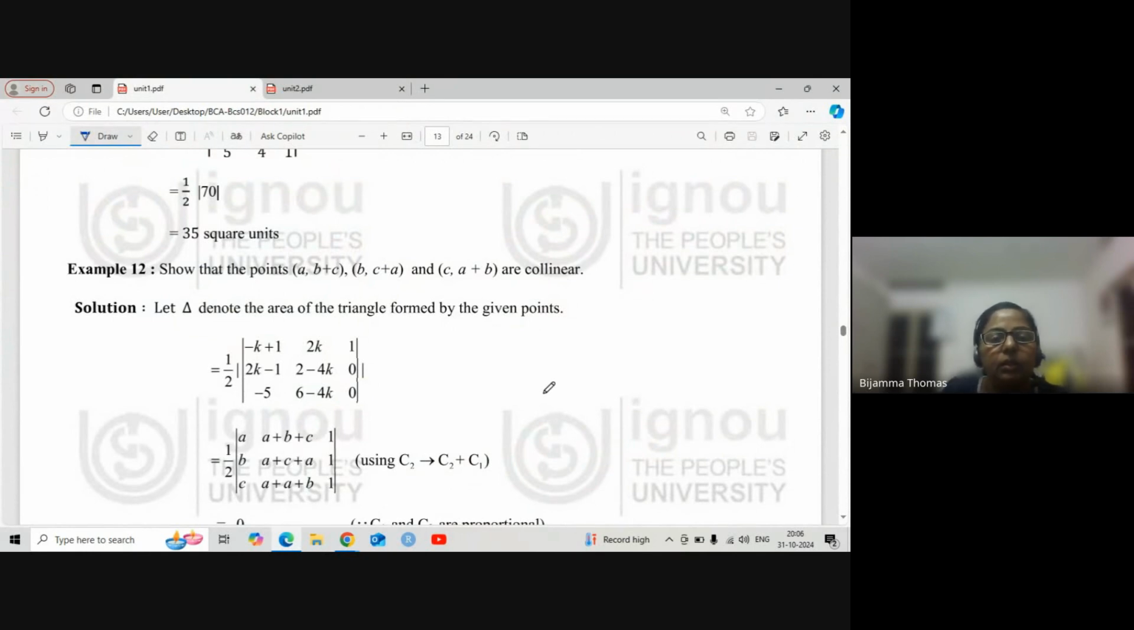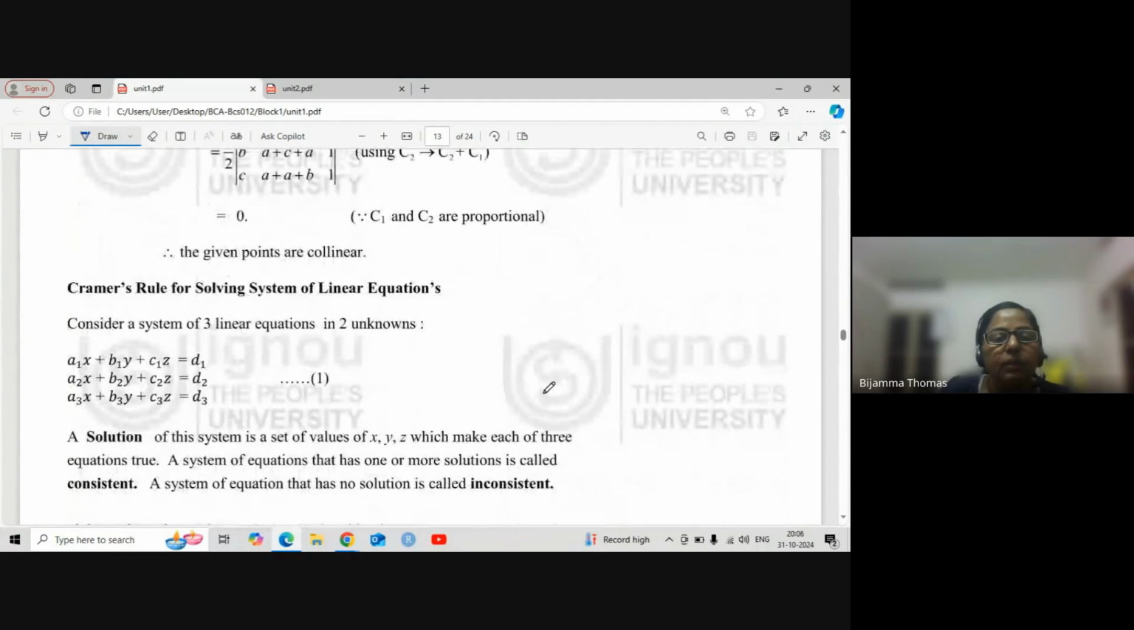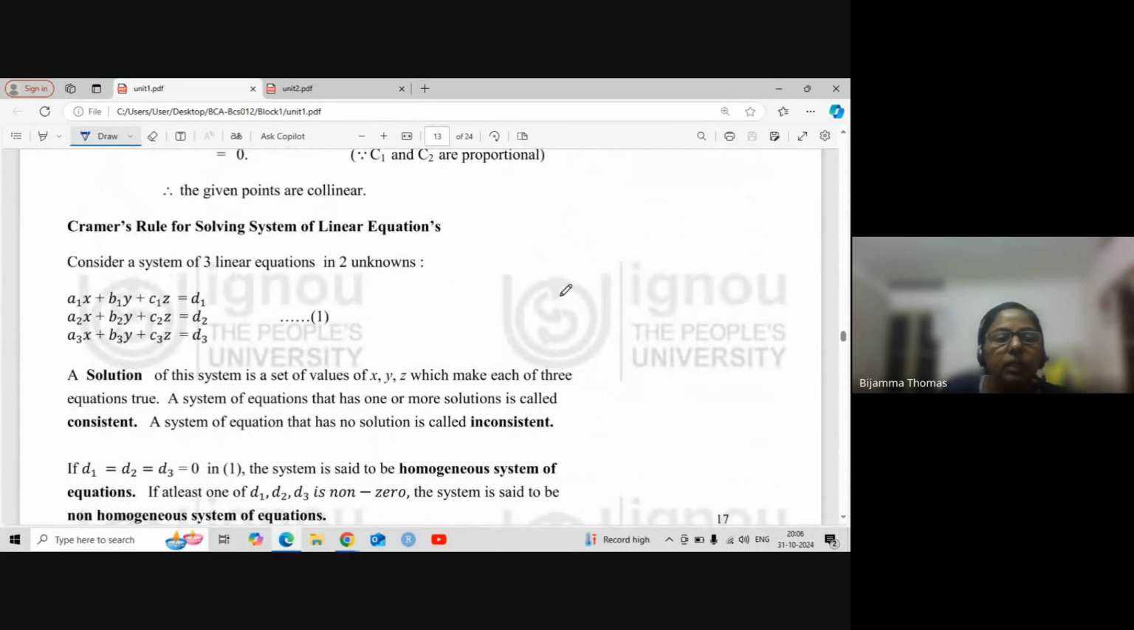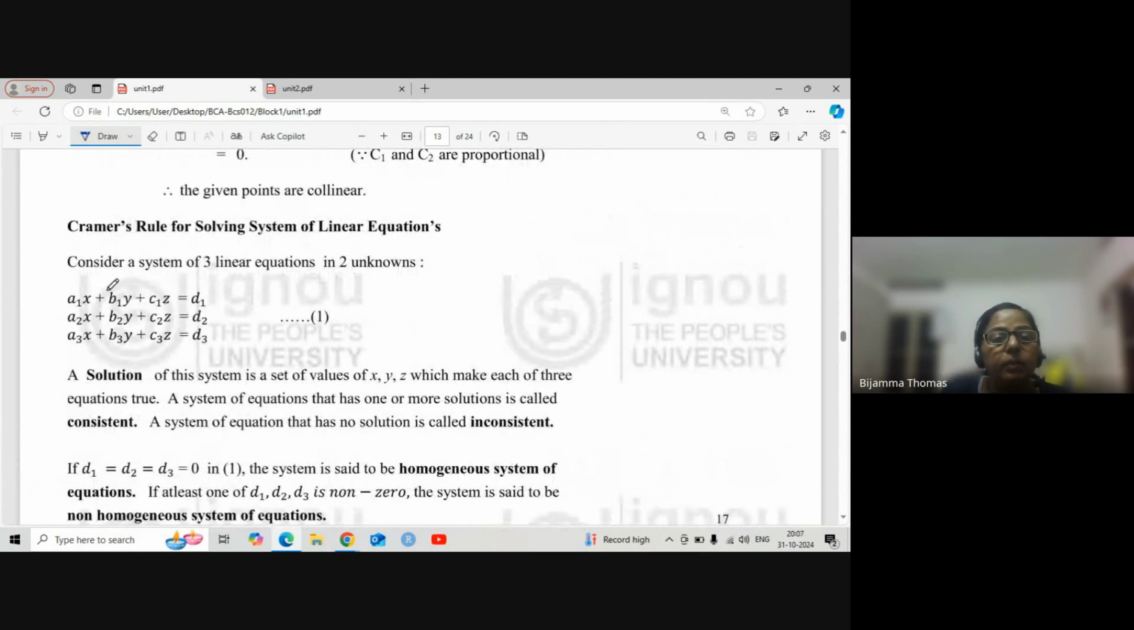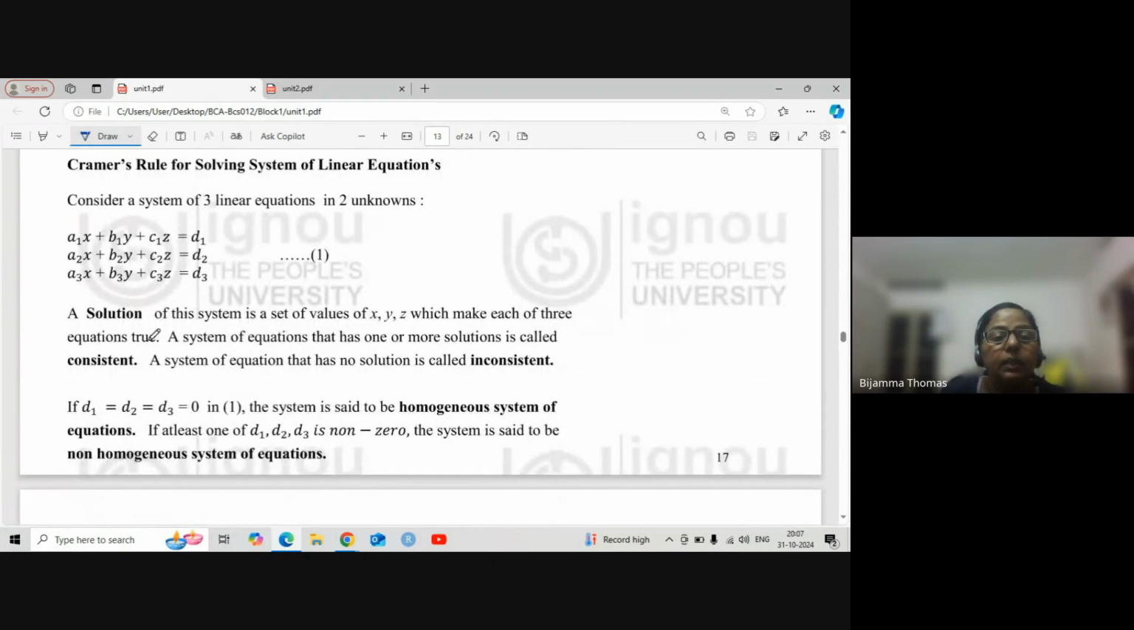Okay, now let us go to Cramer's rule for solving a system of linear equations. Here we consider a determinant of order 3, or three equations, that is a1 x plus b1 y plus c1 z equal to d1. Likewise, we consider three equations in three variables. The variables are x, y and z, right? Now we are solving this system of equations by Cramer's rule. That is another application of determinants.